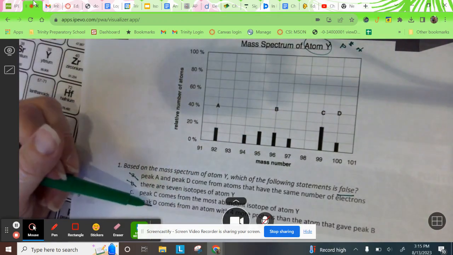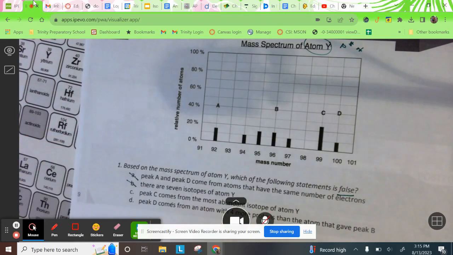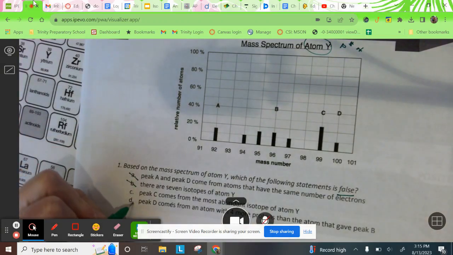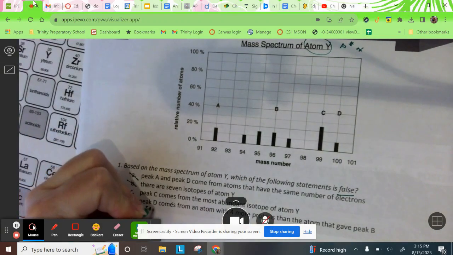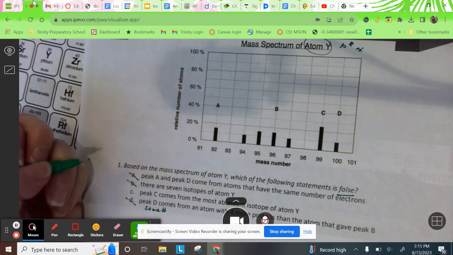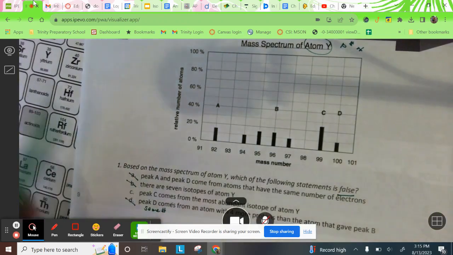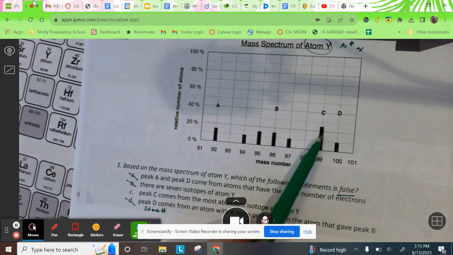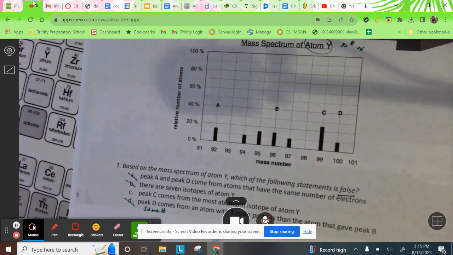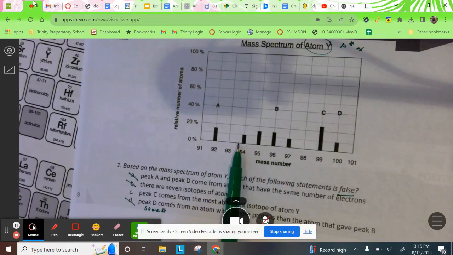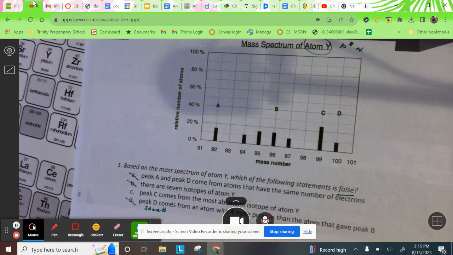So if we look at this, peak D comes from an atom with 4 more protons. That doesn't make sense either, because they're all the same. Same number. So that's false. Peak C comes from the most abundant isotope in atom Y, and that makes sense because it's the highest peak there. Which one looks like it's the lowest peak? Well, to me, the ones at 94 and 97 and 100 look like they're about the same. So I'd have to say that these are tied.